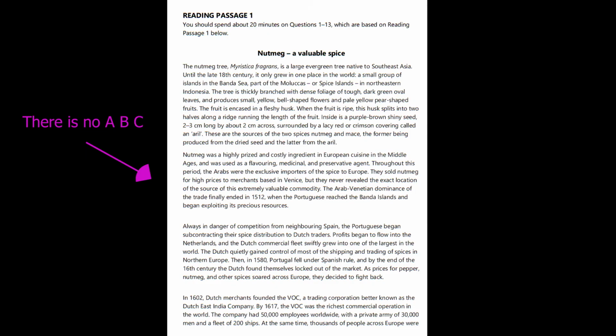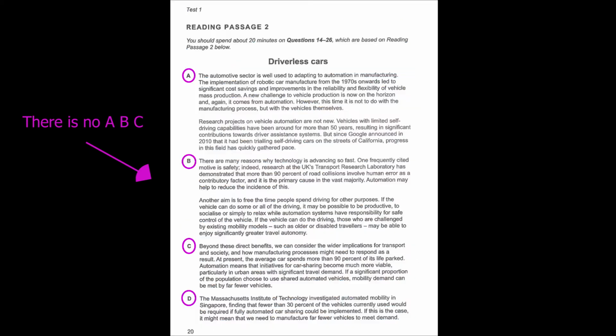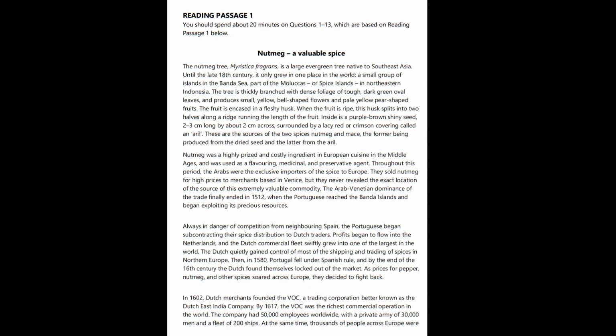The first thing that we need to pay attention to is that there are no alphabet letters beside the paragraphs. Let's take a look at the next passage of the same test together. As you can see here, there are actually alphabet letters beside each paragraph. These passages will require a different strategy, which we'll cover in the upcoming videos, but for now, let's focus on the first passage together. Since there are no alphabet letters, we don't need to read all the paragraphs with all the sentences. Just keywords will take us to the answers.